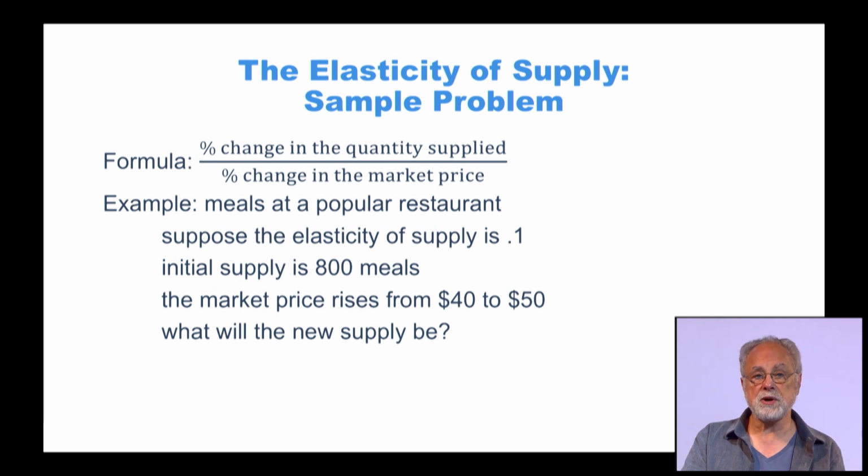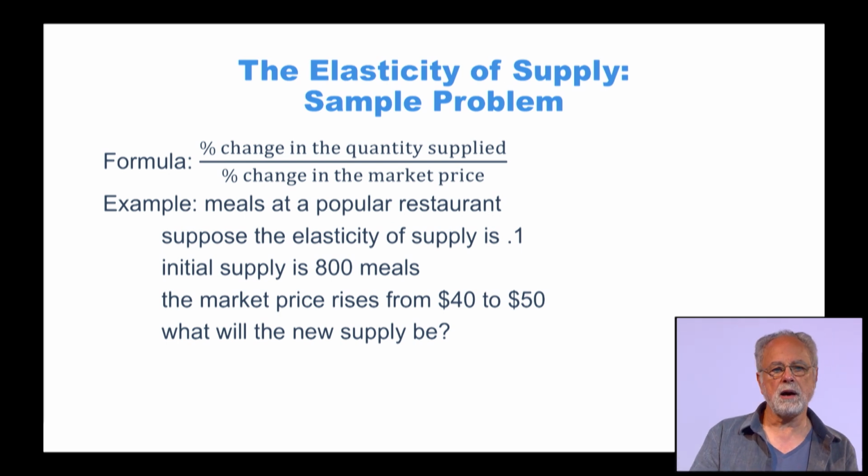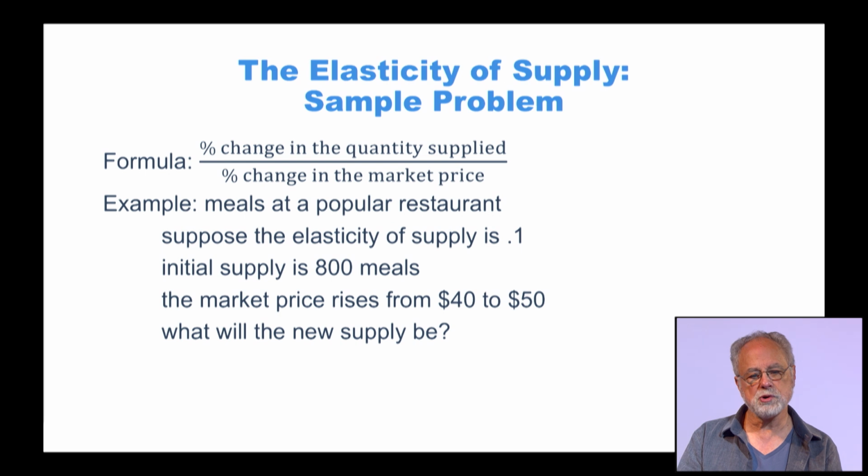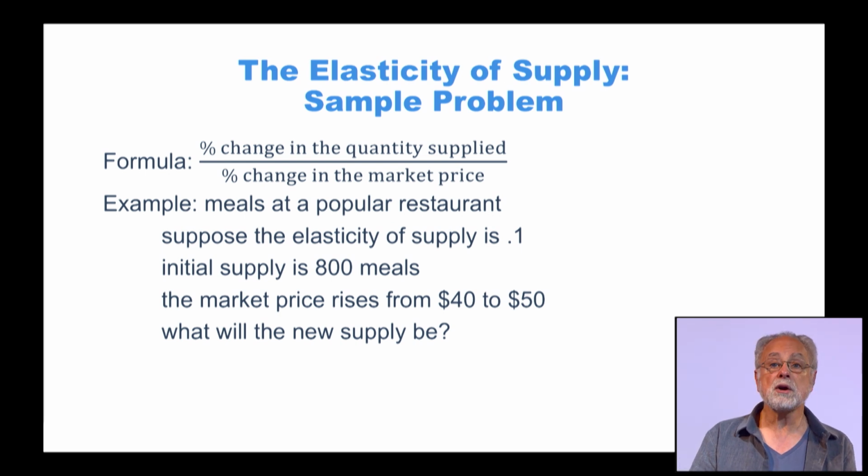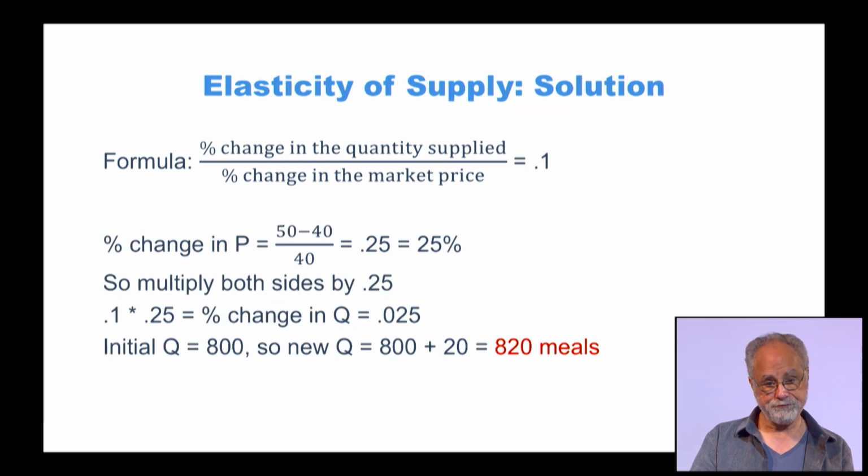So suppose that they're initially serving 800 meals a night. I guess that's quite a lot, but suppose that's the number. And suppose that the price that they are proposing to charge, or the price that they can charge, goes up from $40 to $50 for a meal. What do you suppose the new supply will be? Here we're going to solve it.